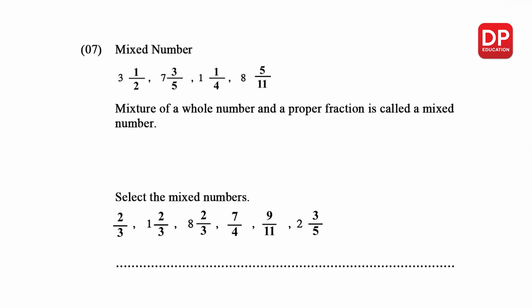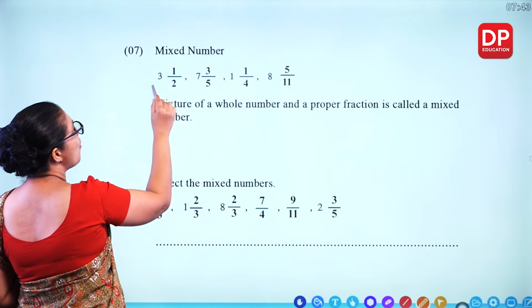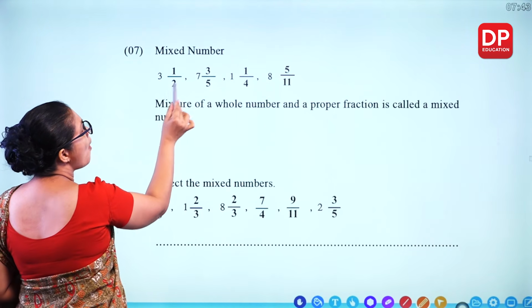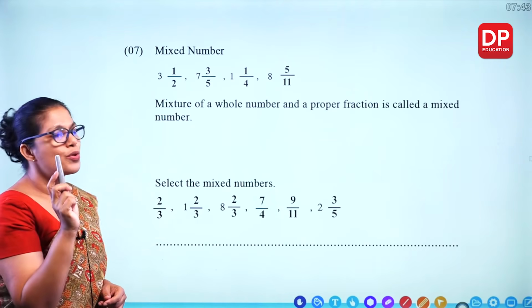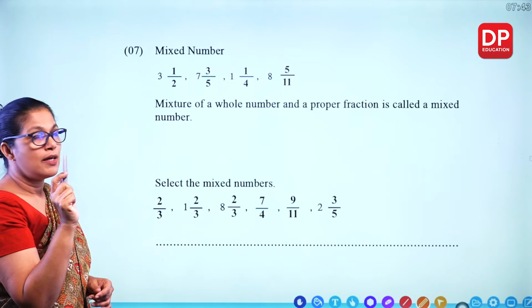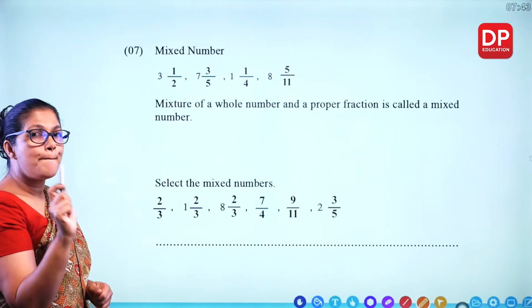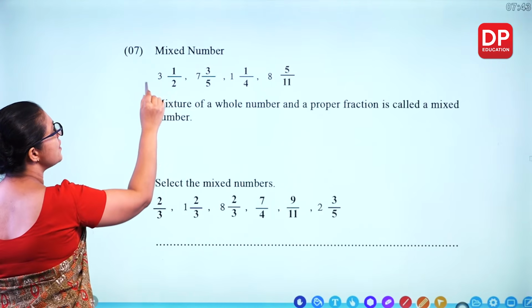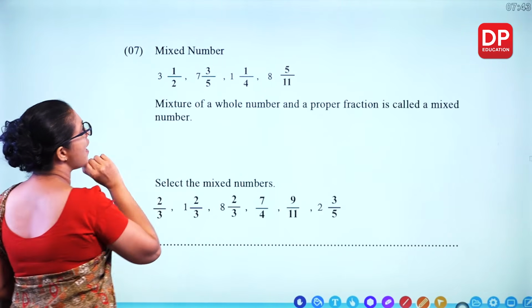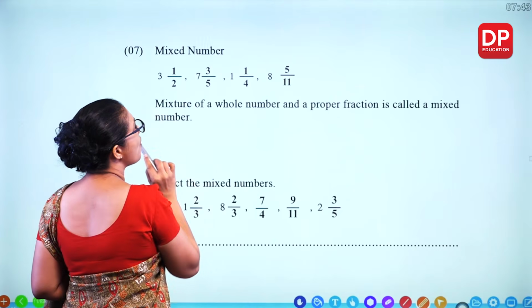Mixed numbers. When you get a whole number and a proper fraction, we call those a mixed number. Not mixed fractions, mixed numbers. A whole number and a proper fraction.